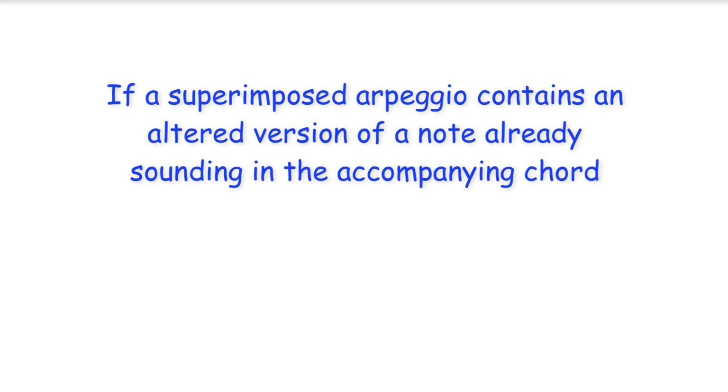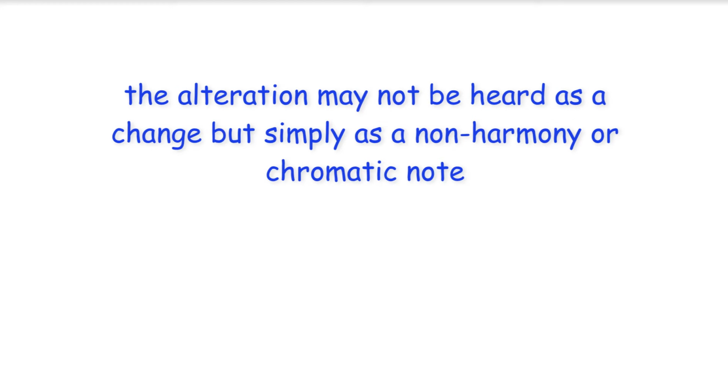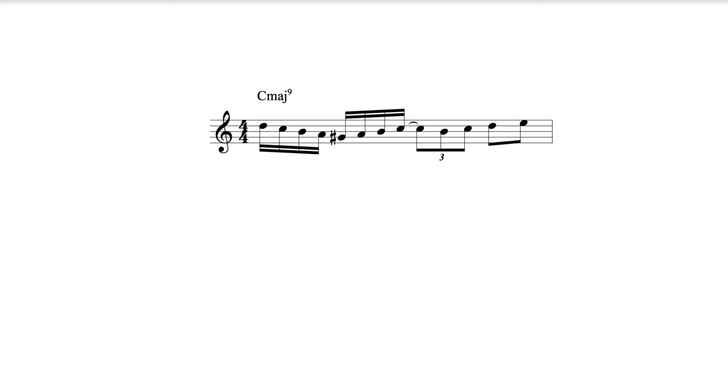Remember, if a superimposed arpeggio contains an altered version of a note already sounding in the accompanying chord, the alteration may not be heard as a change but simply as a non-harmony or chromatic note. For example, here superimposing a G sharp diminished triad to imply a C major 9 sharp 5 chord is not effective, as the G is sounding as part of the C major triad, and the short duration and location of the G sharp note means it's heard not as a change of harmony, but as a chromatic lower neighbour note to A.